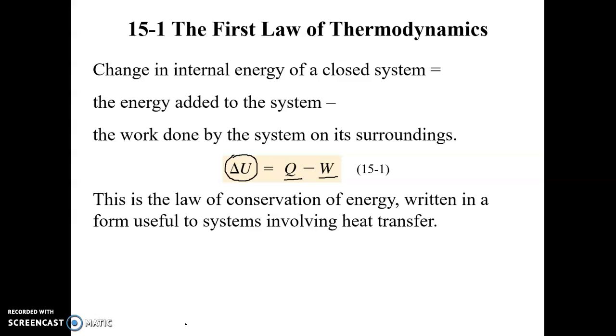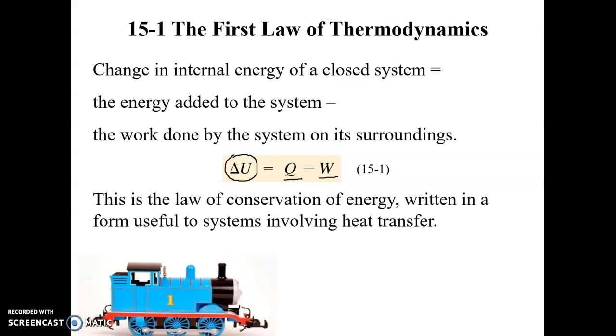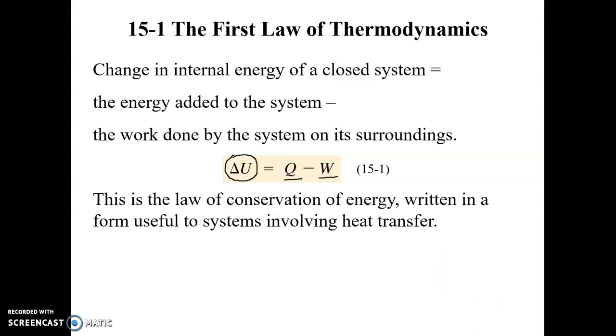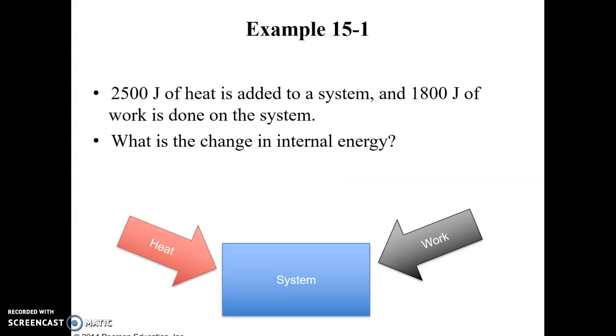So one example of this is a steam engine. There goes our little Thomas the Tank Engine there. So a steam engine is an example of an engine in which you put heat into it by burning coal and you get work out of it. And so that is going to change the overall amount of internal energy. So you do have to be kind of careful about the language here, whether we're talking about things going into or out of a system.